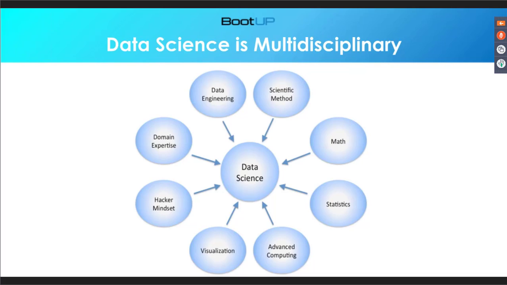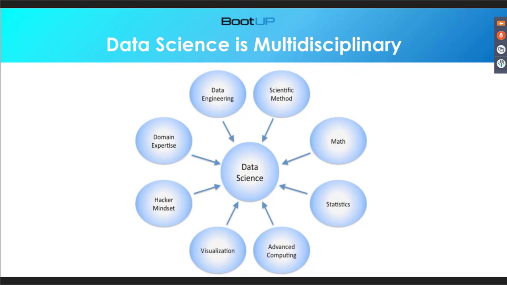Data science is multidisciplinary. You have scientific methods, math, statistics, advanced computing, visualization, and hacker mindset. So I need to find out the mindset of a person who's trying to hack into the system. You could relate this to the financial fraud we discussed some time back related to credit card transactions and so on. Then domain expertise, which could be related to any domain.